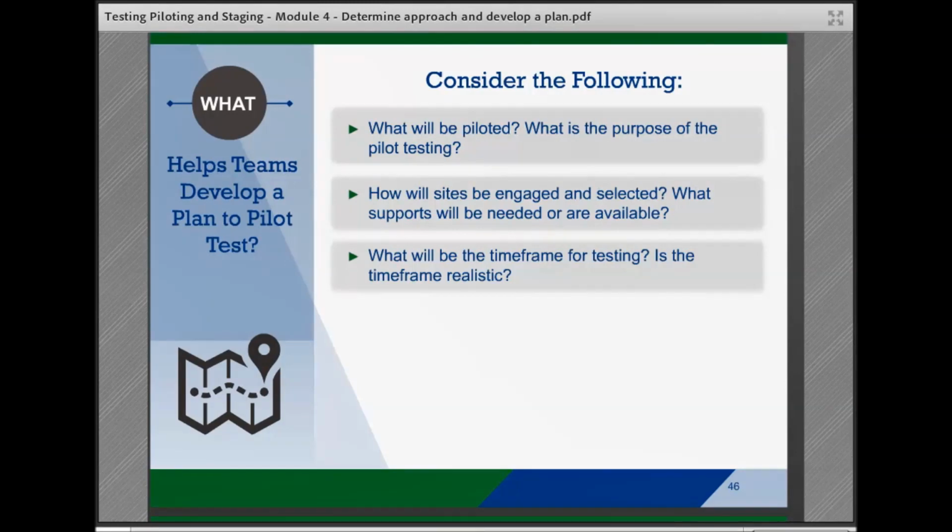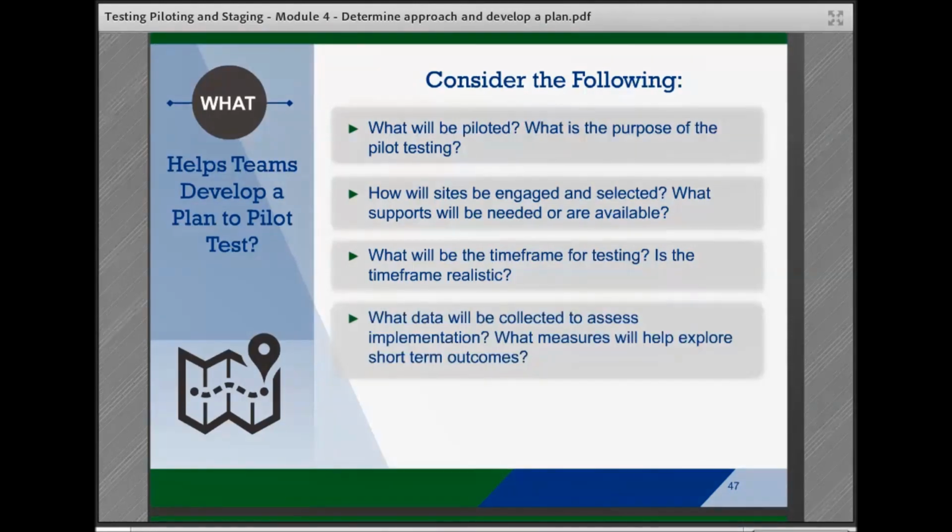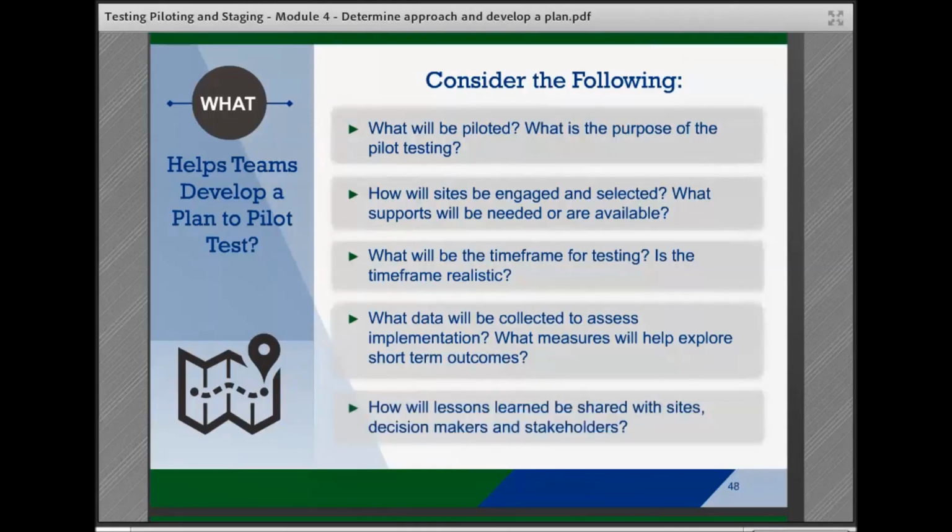What is the anticipated time frame for testing? Is it realistic to gather all of the information the team might need to make decisions with? What are appropriate methods and measures to assess implementation processes during the pilot? What measures can explore short-term outcomes? And how can lessons learned be shared with other sites in the pilot or key decision makers and stakeholder groups? Thinking through these questions as a team will help develop a testing plan that is doable and manageable and results in the kind of information that will help the team make decisions on next steps for the intervention.